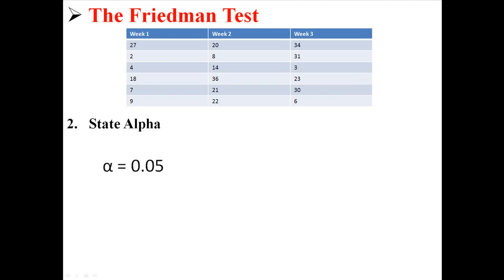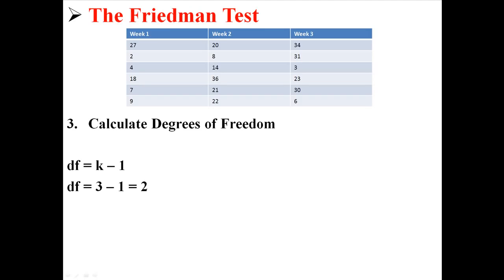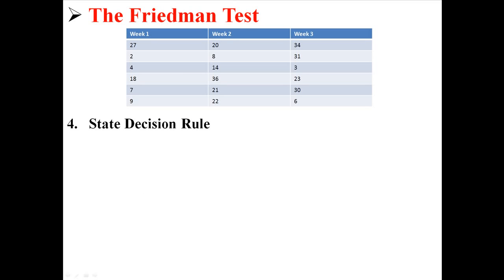Our alpha, like I said, is just going to be alpha equals 0.05. For our degrees of freedom, we're going to use degrees of freedom equals k minus 1. K is the number of groups we're comparing. Here we have 3 groups, so 3 minus 1 is 2. Our analysis will use 2 degrees of freedom. And now we'll use those degrees of freedom to find our decision rule.